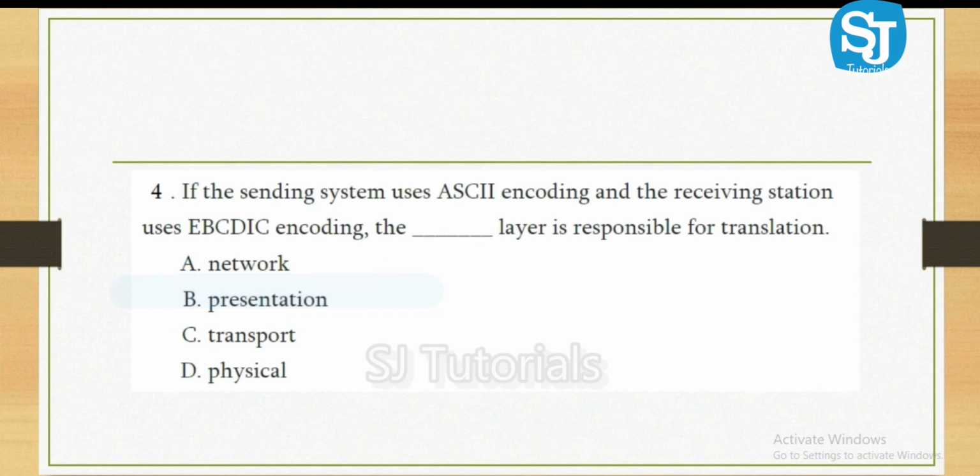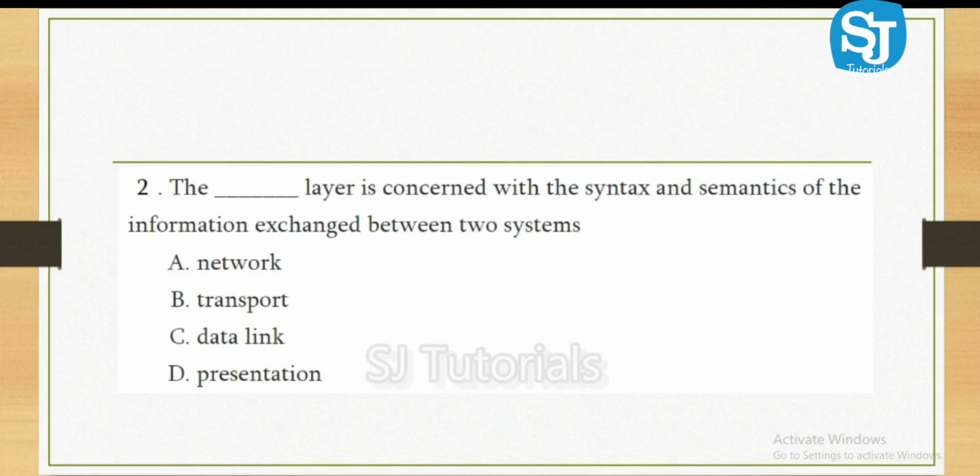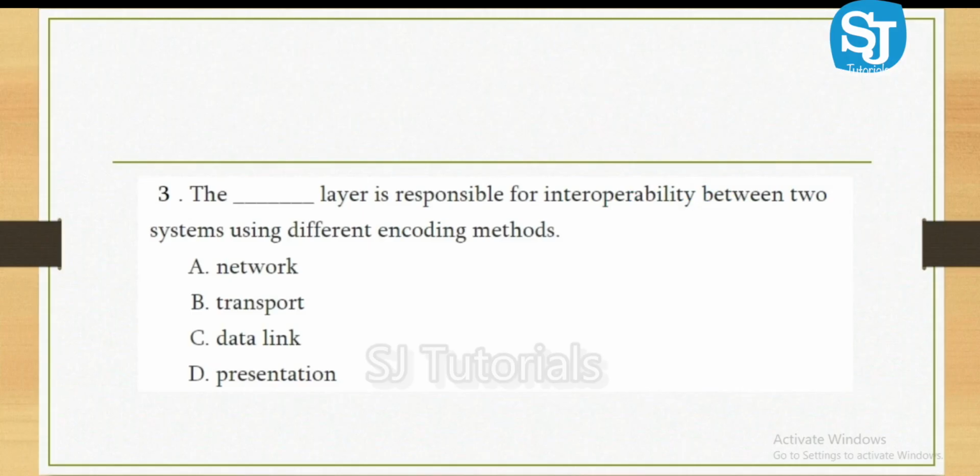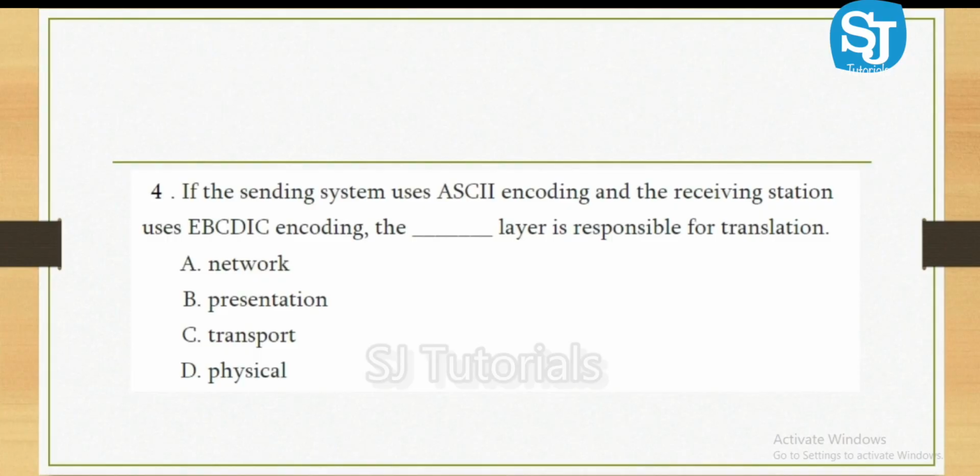The correct answer is presentation, because another duty of the presentation layer is encoding. Encoding of ASCII to EBCDIC is the duty of the presentation layer. Converting ASCII code to EBCDIC is the duty of the presentation layer. So three duties we already described. First one, syntax and semantics, is the duty of presentation. Second, encoding methods, is the duty of presentation. One of the encodings is ASCII to EBCDIC. So the correct answer is B, presentation layer.